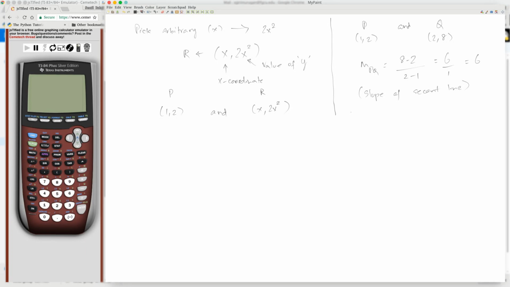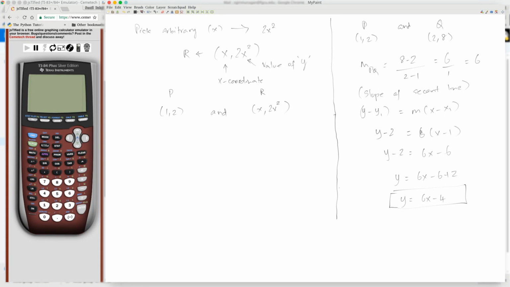And we could find the equation of the line by using the point slope formula. y minus y1 is equal to m times x minus x1. And I'll pick one of the 2 points. For example, I'll just pick P. The slope is 6 times x minus 1. So y minus 2 would be 6x minus 6. y would be equal to 6x minus 6 plus 2. y would be 6x minus 4. And that is the equation of the secant line.